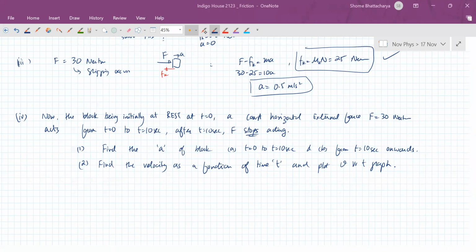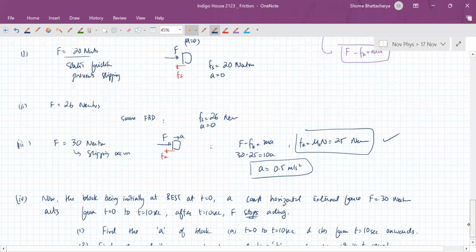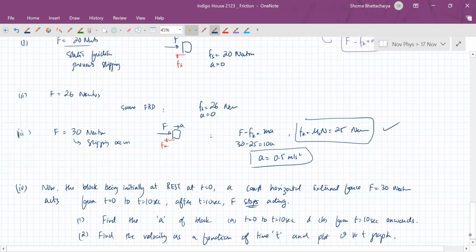Yeah, Rishida, you have given the answer for the 1B part. That's correct. Very good. A part, so you know the answer for the acceleration will be just 0.5, which you already calculated.